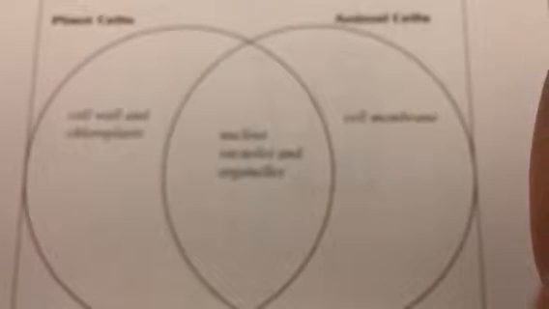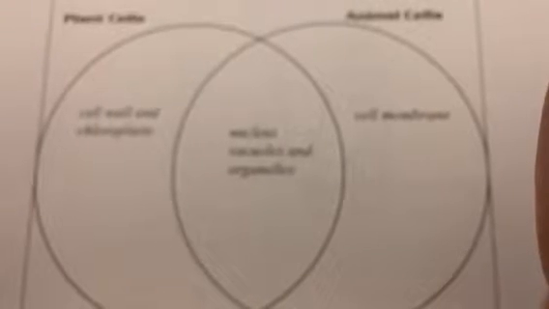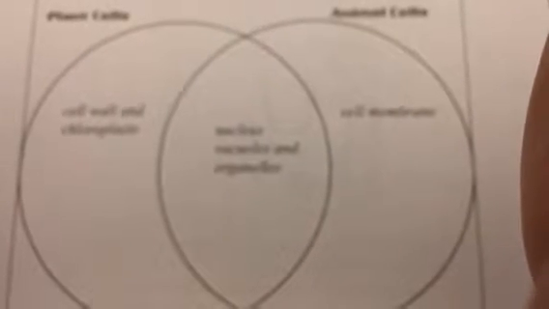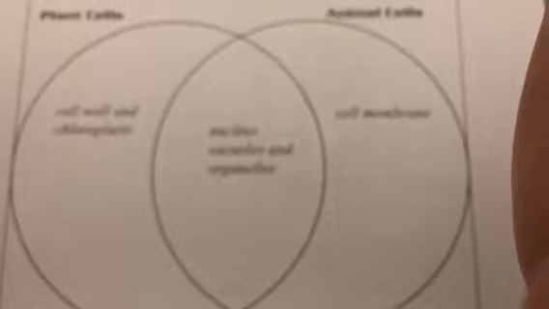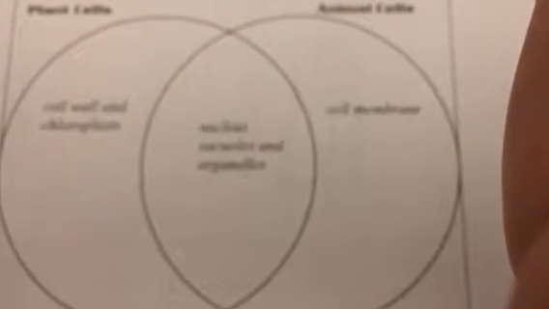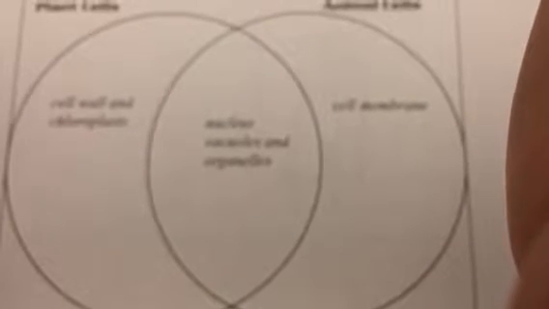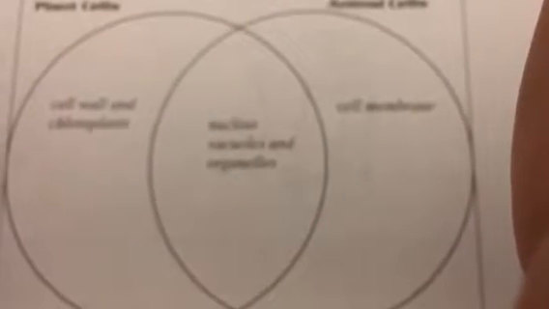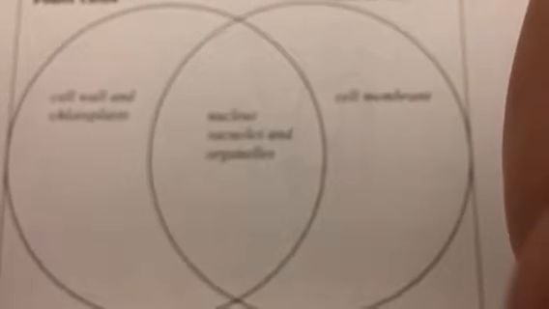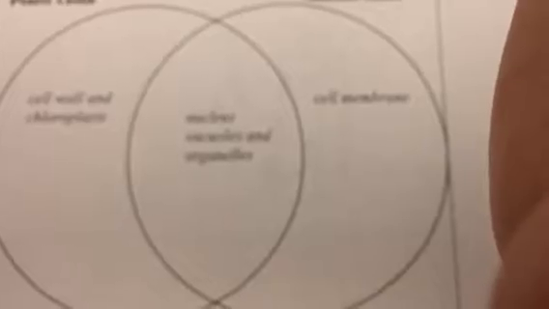If you haven't done one of those before, it shows you what's in one of the types of things you're comparing, what's in the other one, and then what's in the middle section where the two circles are combined. In the plants only, you obviously have your cell wall, and there's no chloroplast, of course, in the animal cell, so it's in the plant cell only. The cell membrane is in the animal cells, and the nucleus, vacuoles, and other organelles are in both.